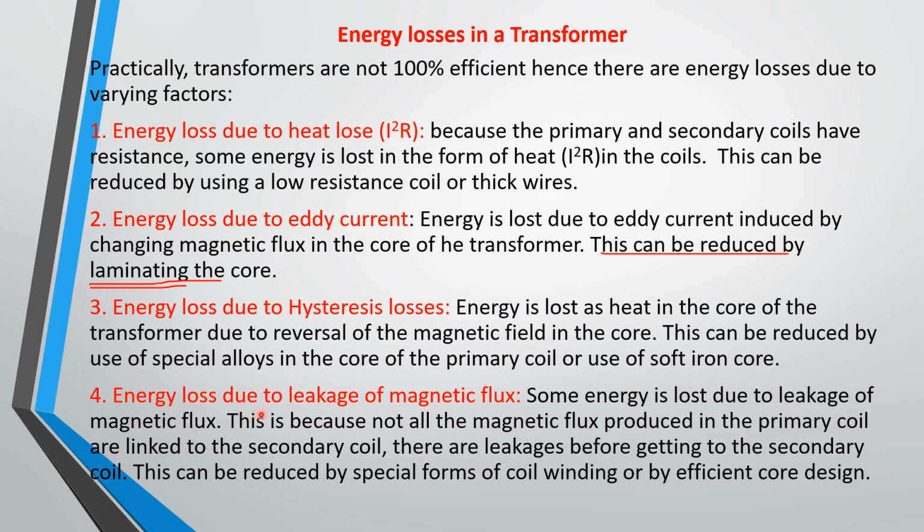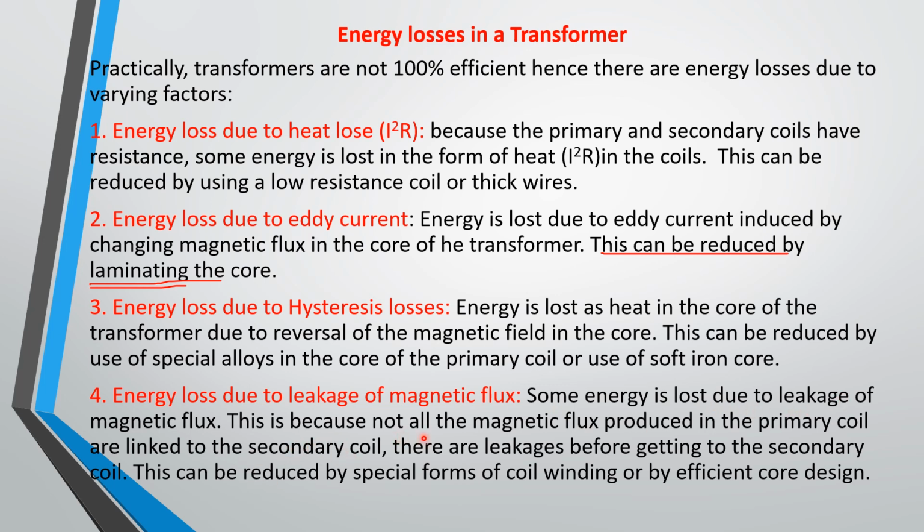Then you have energy loss due to leakage of magnetic flux. Yes, if you look at the drawing of the transformer and where the magnetic flux from the primary is linking with the secondary core, you see that sometimes energy is lost. Not all the magnetic flux will link from the primary to the secondary, and because all of them will not be linked, there's leakage of magnetic flux. So some energy is lost due to leakage of magnetic flux.